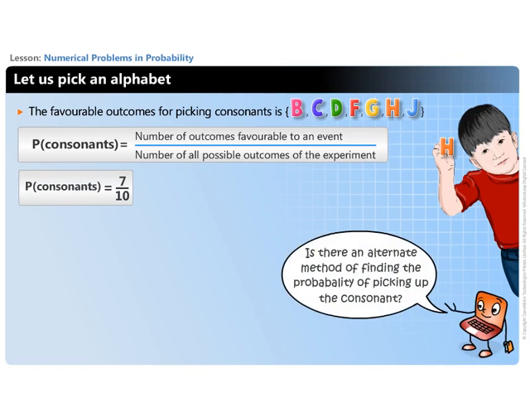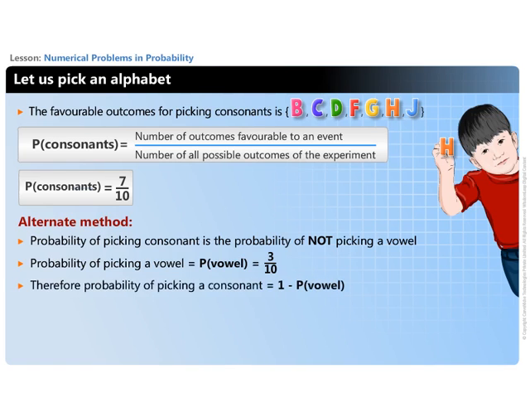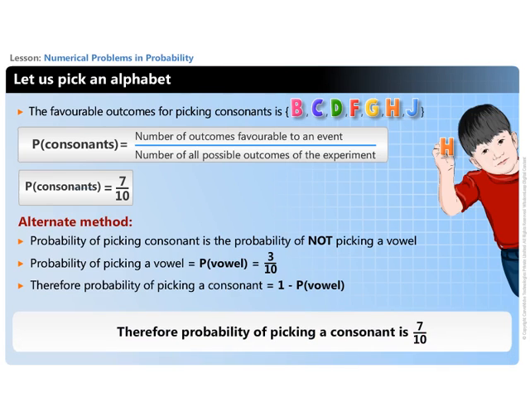Is there an alternate method of finding the probability of picking up the consonant? Probability of picking a consonant is the probability of not picking a vowel. Here, the probability of picking up a vowel is P(vowel), that is equal to 3 by 10. Therefore, the probability of picking a consonant is equal to 1 minus P(vowel). Substituting the value and simplifying, we get probability of picking a consonant is equal to 7 by 10.